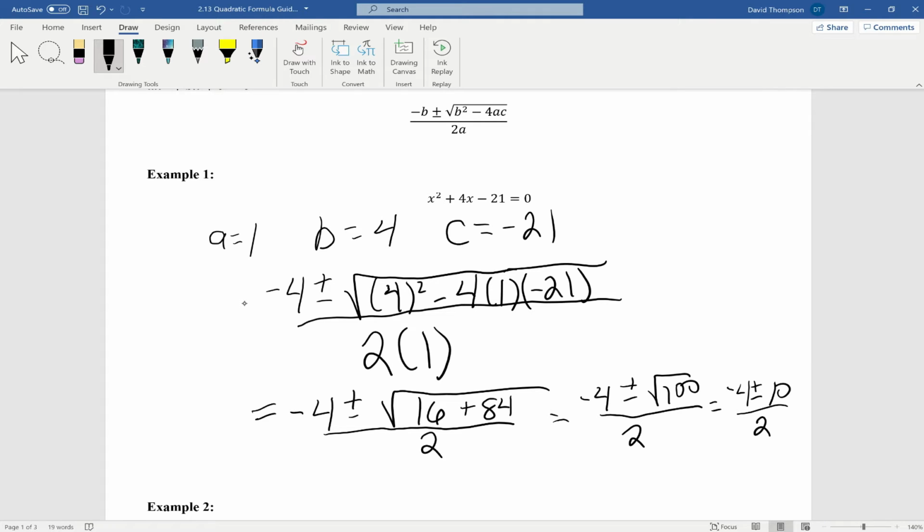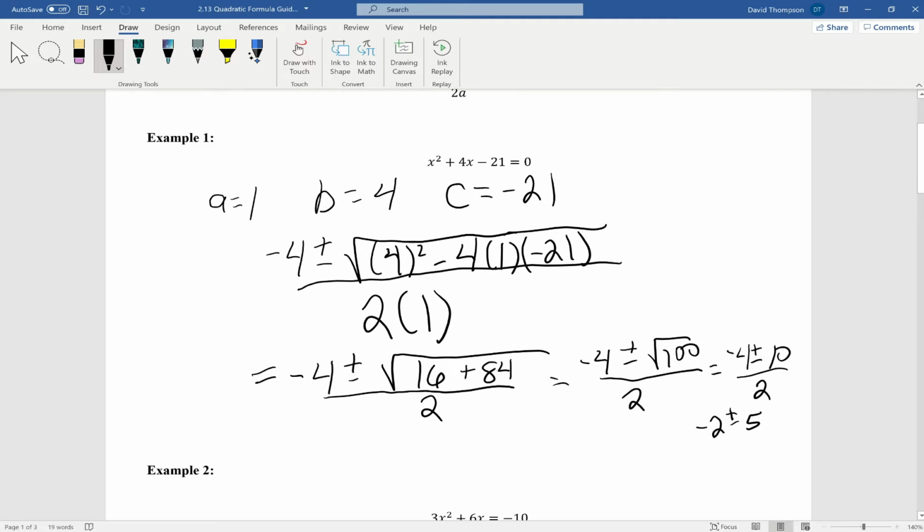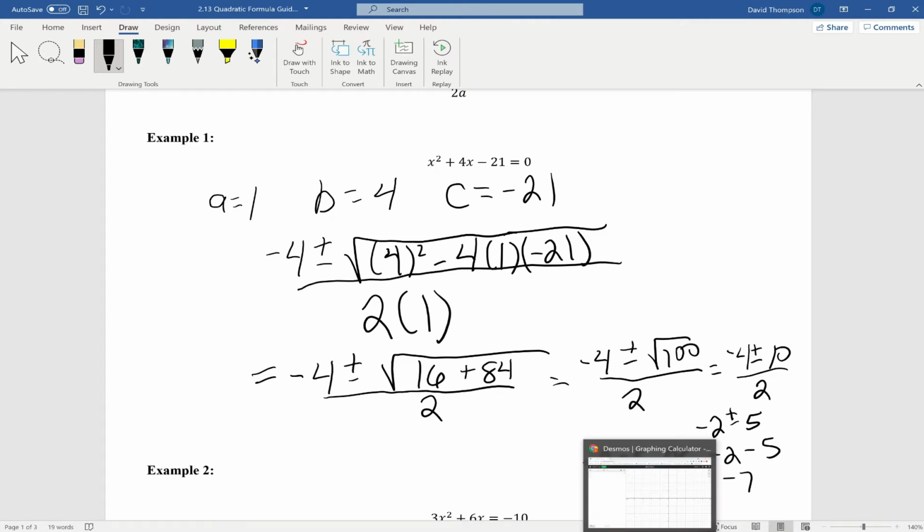We're going to divide both the negative 4 and 10 by 2. So we have negative 2 plus or minus 5. We're going to separate this into two answers: negative 2 plus 5 and negative 2 minus 5. So negative 2 plus 5 is going to give 3, and negative 2 minus 5 is going to give me negative 7. And we're done. If we want to confirm that answer using a graph, we'll just type the equation in.